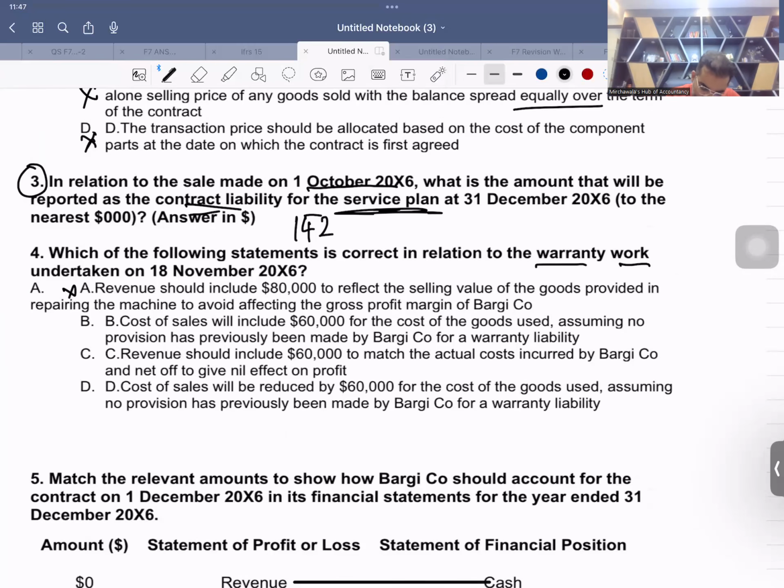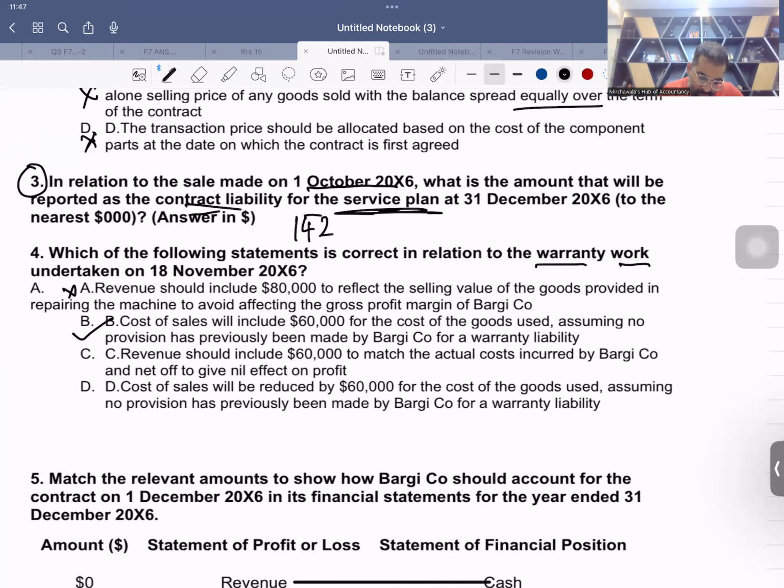Cost of sales will include, yes, 60,000 for the cost of goods used, assuming no provision has previously been made. Yes, cost of sales will include, meaning you will debit the cost of sales or you will increase it. Both things are the same. If you increase your cost of sales or you debit the cost of sales, both are the same, my dear students.